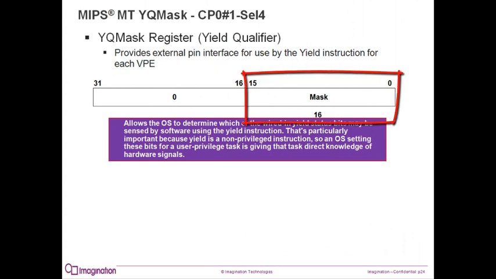The YQ mask register will enable the bits that can cause a yielded thread to be scheduled. For the 34K, there are 16 hardware pin inputs possible. Setting a bit in the mask field will enable that pin to be part of the decision to unyield a thread. There will be more on the yield interface in the instruction section of this course.